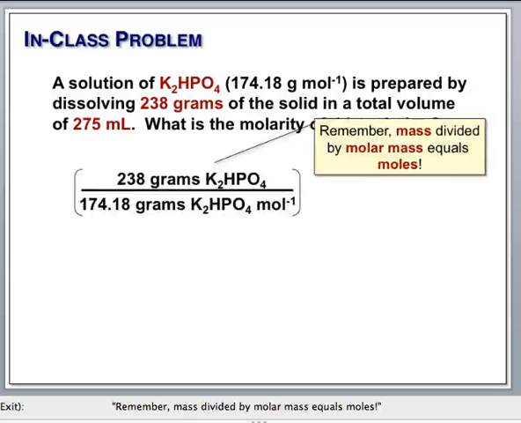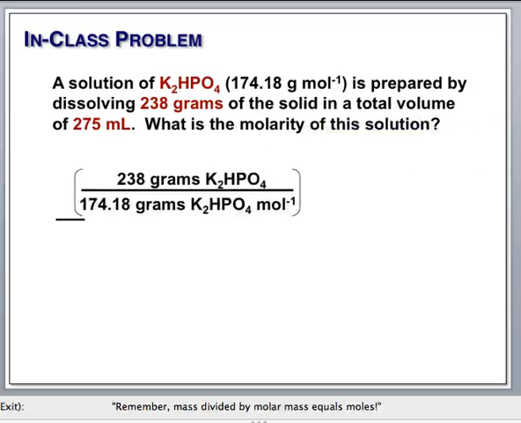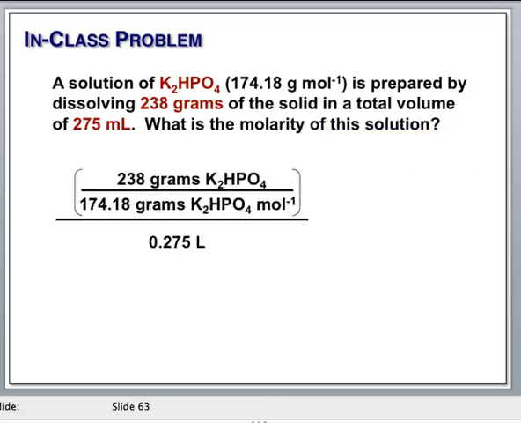Mass over molar mass, 275 mils is 0.275 liters. Our grams cancel, per mole comes up, and we're left with just about 5 moles per liter. Three significant figures, 4.97 molar solution.